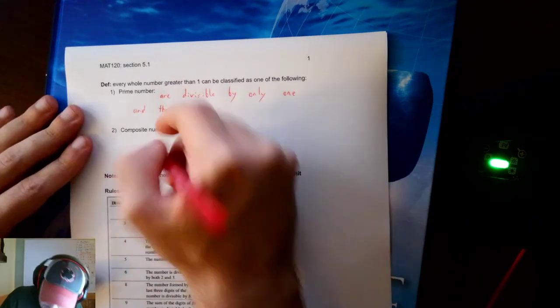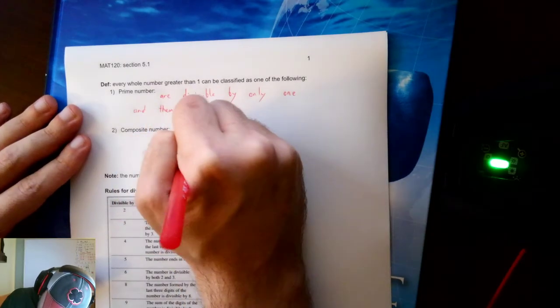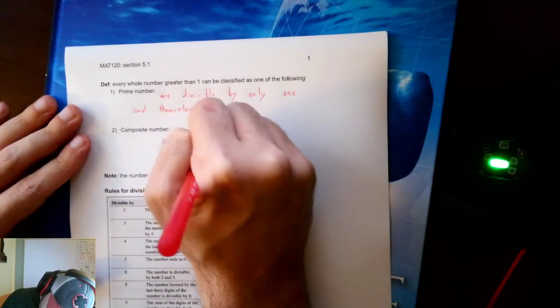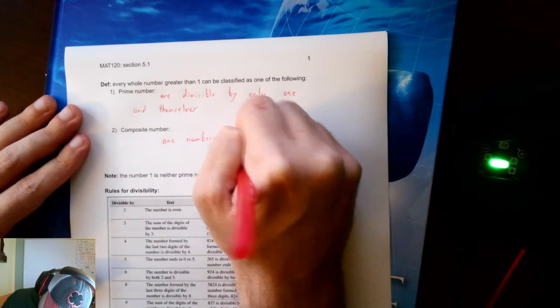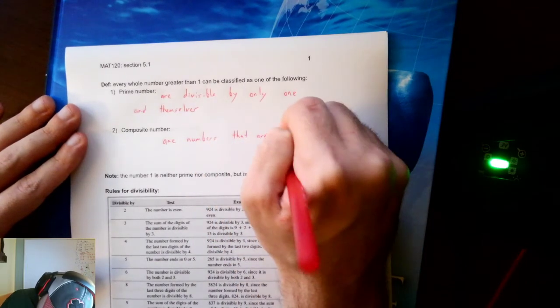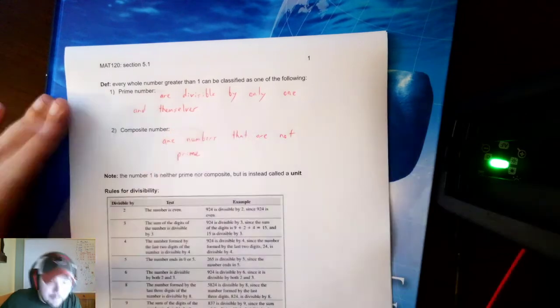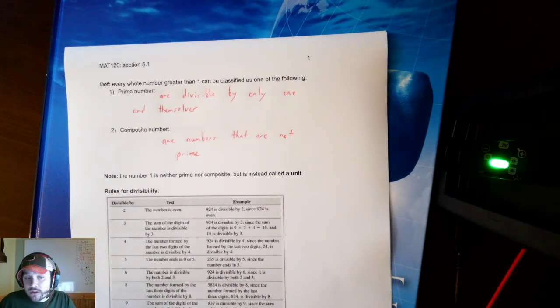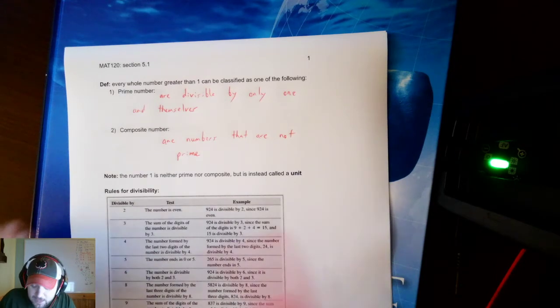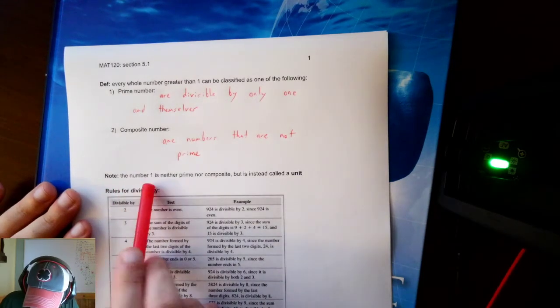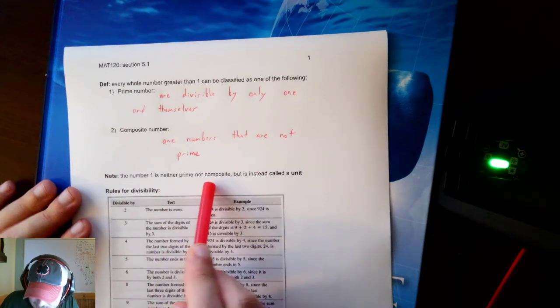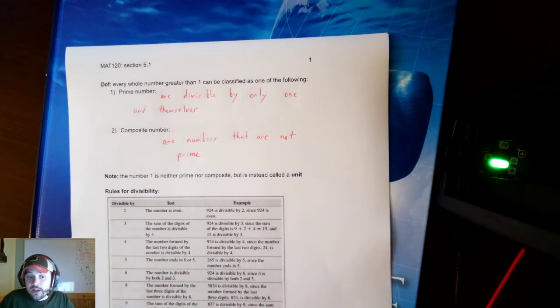Composite numbers are numbers that are not prime. That means they're divisible by something other than 1 and themselves. And then I put a little note here. The number 1 is neither prime nor composite, but is instead called a unit.